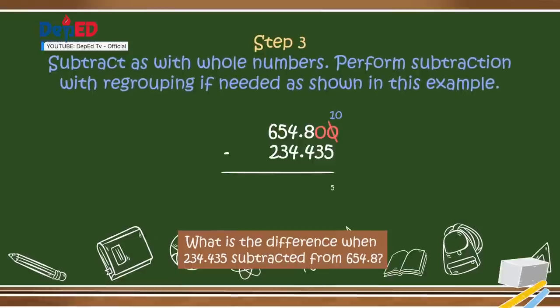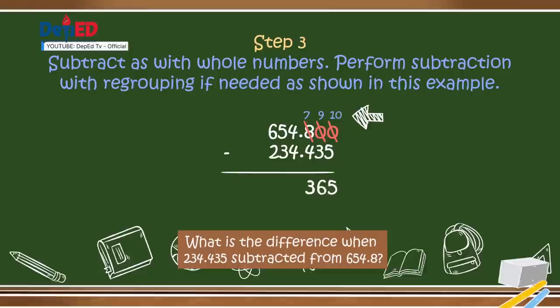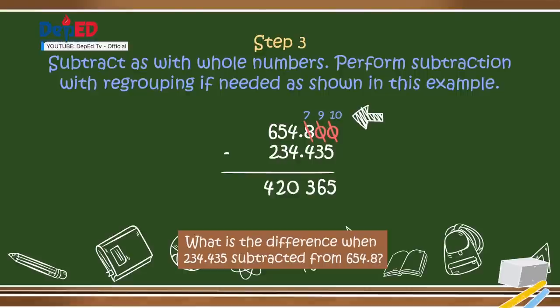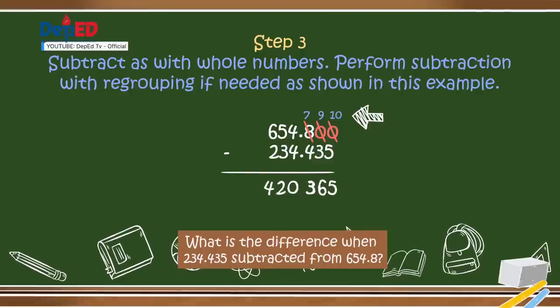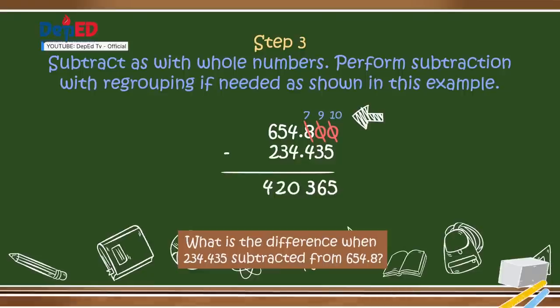Step 3. Subtract as with whole numbers. Perform subtraction with regrouping if needed, as shown in this example. Remember that when regrouping, we borrow 10 from the left digit, but we can't regroup from 0. But we can make a 0 into a 10 by regrouping it first, then carry on normally, like what happens to 800 becomes 700s, 9 tens and 10 ones. We can now subtract starting from the right or ones digit.